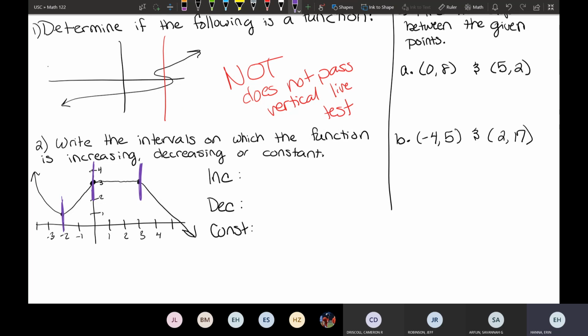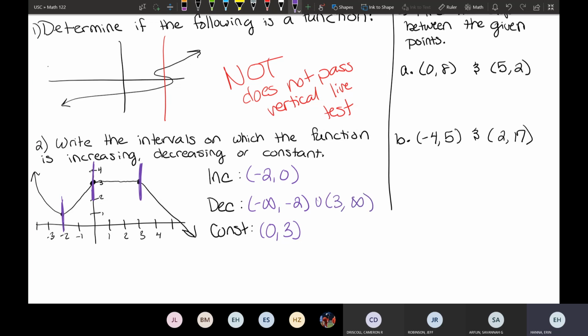So that first section at the very end is from negative infinity to -2. Remember, you're always using the x values, not the y values. And that's going to be decreasing. So from negative infinity to -2, we're decreasing. That next piece from -2 to 0 is going up, so increasing. Constant in that next piece from 0 to 3. And then that last piece from 3 to infinity is decreasing.